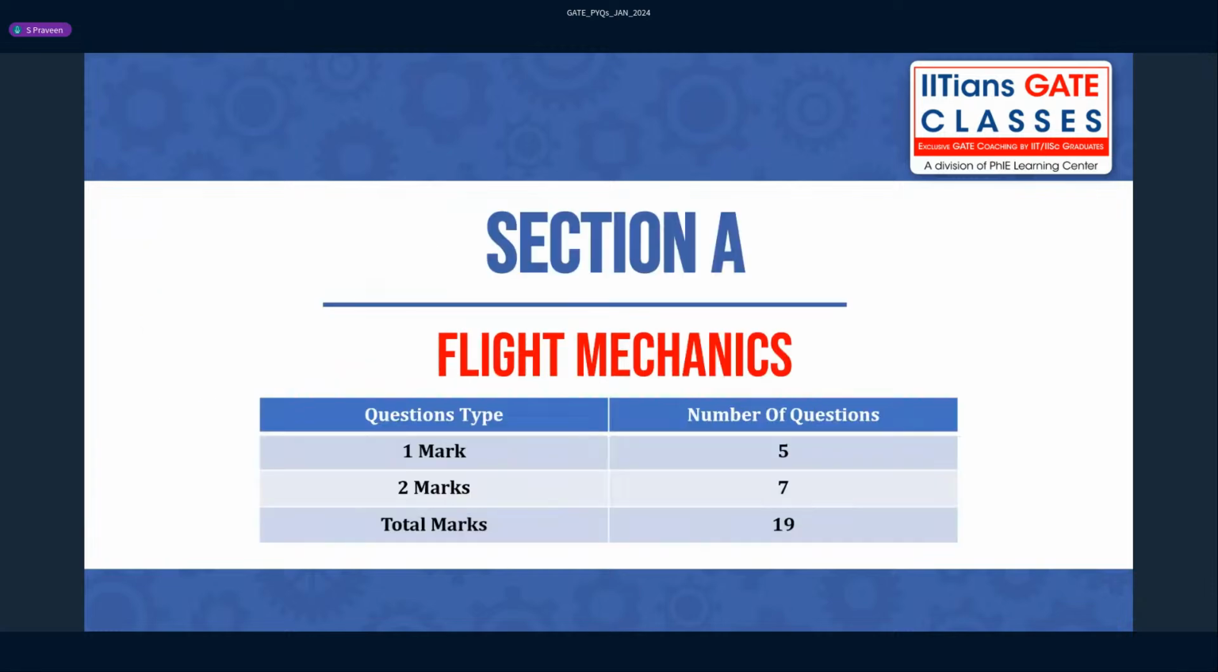Before going into that, some quick details as usual: the number of 1 mark questions asked is 5 in total, and the number of 2 mark questions asked is 7 in total, totaling 19 marks. Again, the range is maintained, so 16 to 25 marks is what they prefer. Let's get started with the first question of today's session.